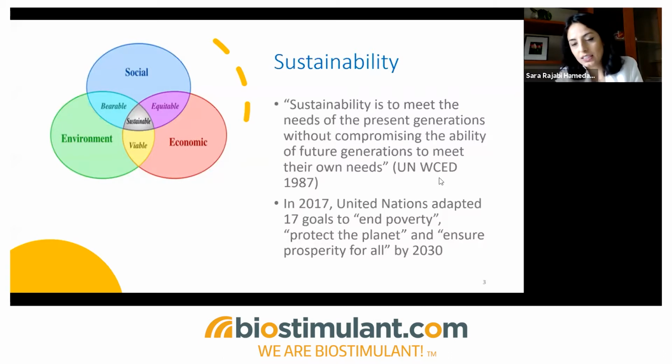In 2017, 193 member states of the United Nations adopted 17 goals to end poverty, protect the planet, and ensure prosperity for all as part of a new Sustainable Development Agenda by 2030, setting targets for the present generations in order to meet their needs. So, in other words, sustainability is a capacity to endure in a relatively ongoing way across various domains of life.